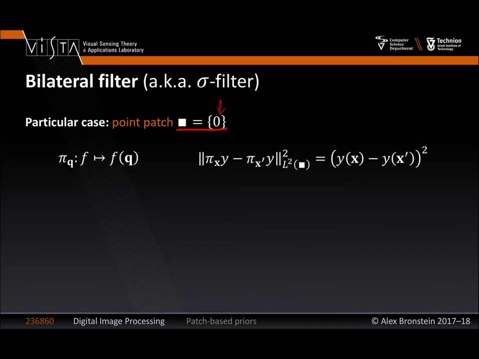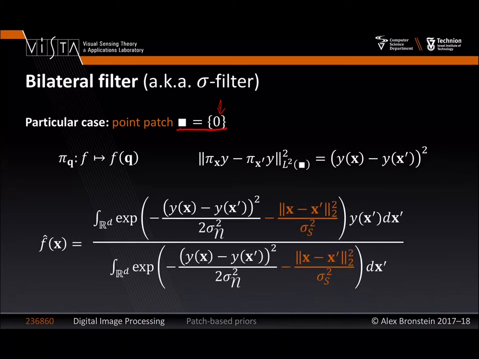Okay, so then the Euclidean distance squared between two patches at points x and x prime in y will be just the Euclidean distance squared between these two numbers, right? The value of the image y at x and the value of the image y at x prime. Let's now substitute this into the expression of our non-local means. This was the distance between the patches. Now it's the distance between pixels, between points.